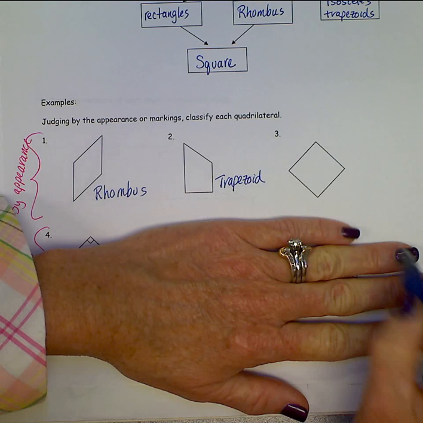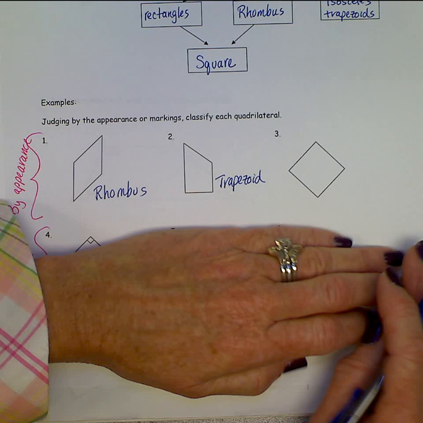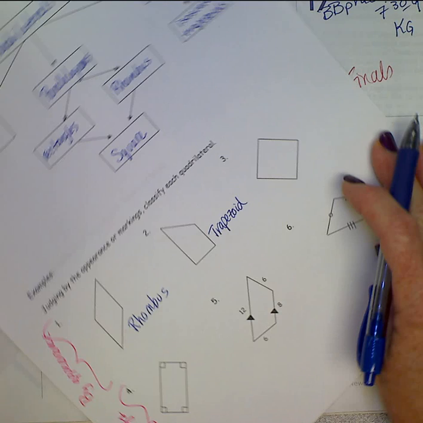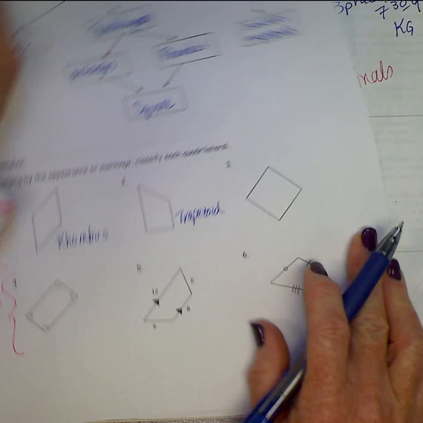And how about this last one? Don't be tripped up because it's turned on the page. You turn it this way. Now do you see a square? It is a square.